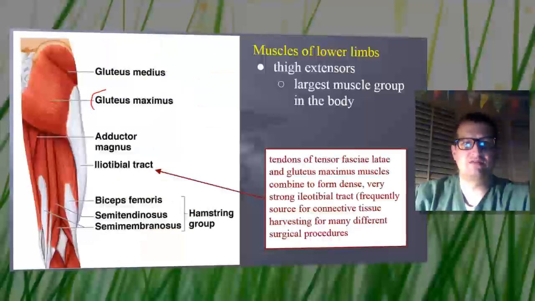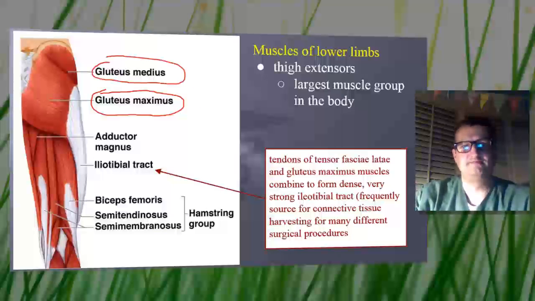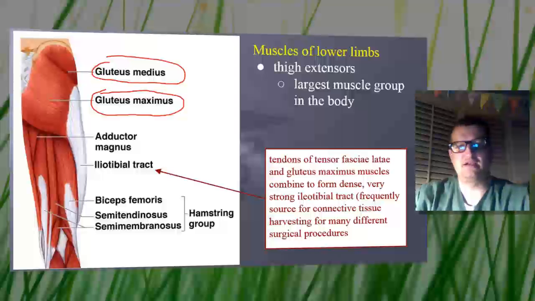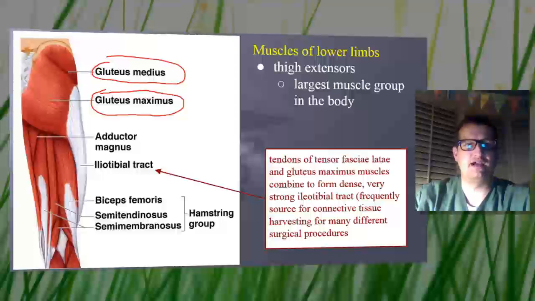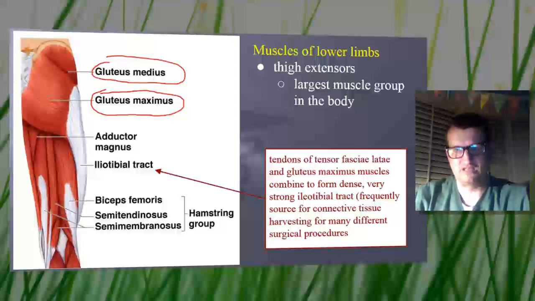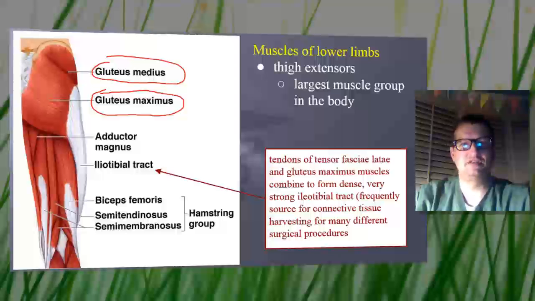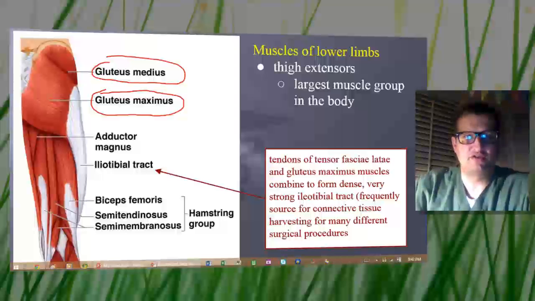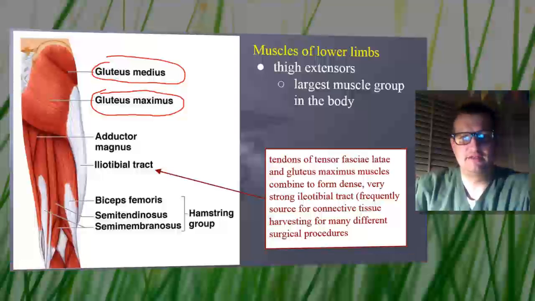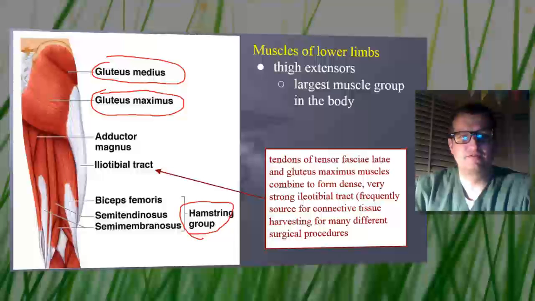The gluteus maximus, of course, and the gluteus medius right underneath that. And then the iliotibial tract is important. It's a dense connective tissue tract, and it's frequently used to harvest tissue for many different types of surgeries. The hamstring group is used for flexing the lower leg, and we have those shown here: the biceps femoris, semitendinosus, and semimembranosus.